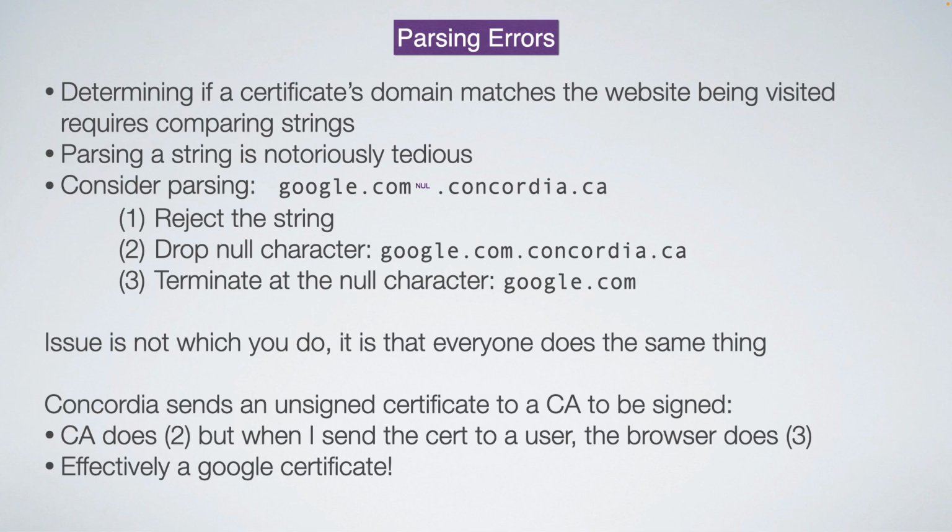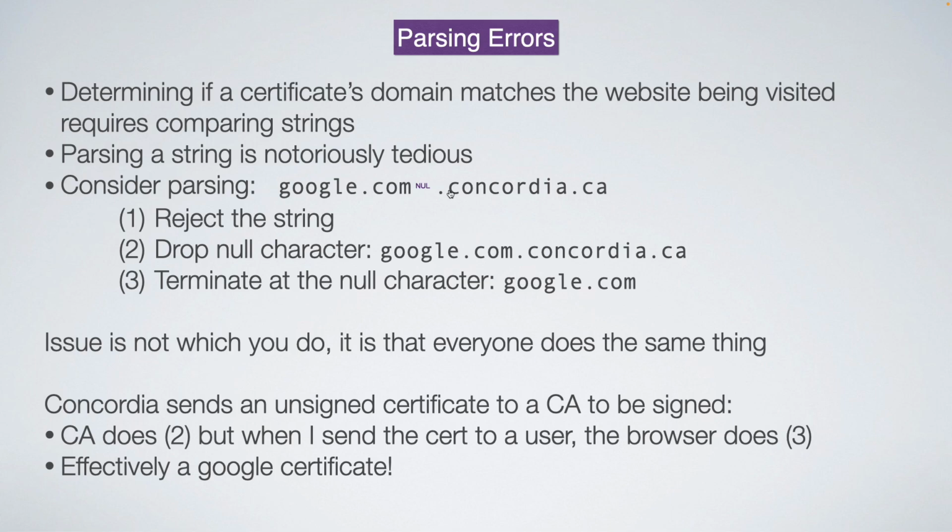The security problem is when you have different people that do different things, and in particular, when the CA that signs the certificate is doing one of these things, and the browser that the user is using is doing a different thing. Because once you get your certificate signed, you're going to give it to users. Users are going to do the check of the certificate in their browser. All right? And so their browser might look at that string differently than what the CA looked at. Specifically, if the CA drops the null character, it will say that this is a Concordia certificate. It will do the test with Concordia, and assuming you actually are Concordia, you're able to satisfy that test.